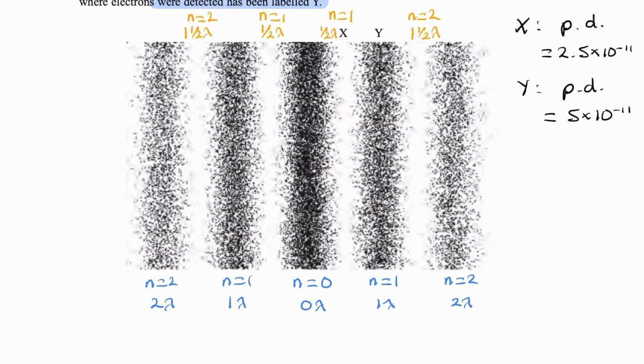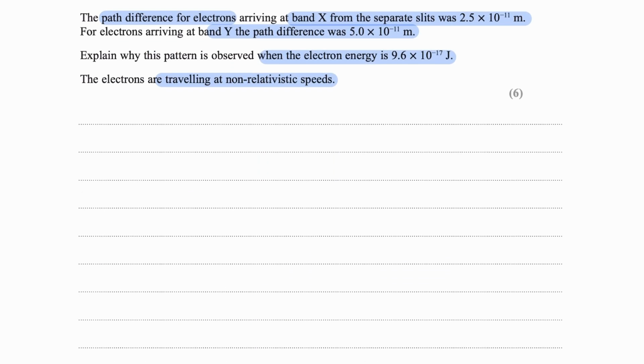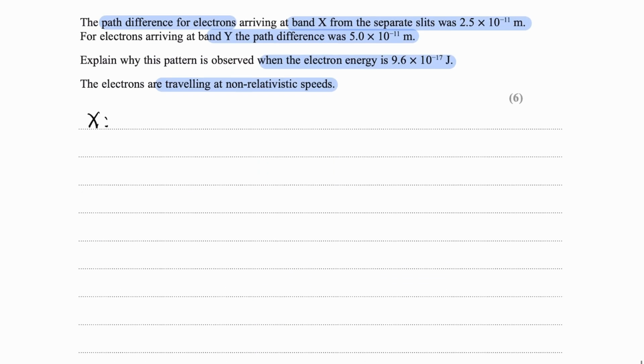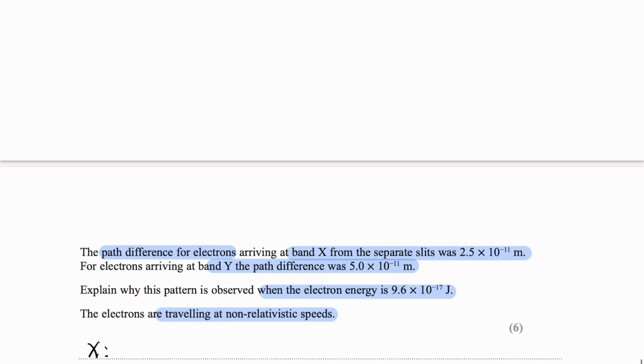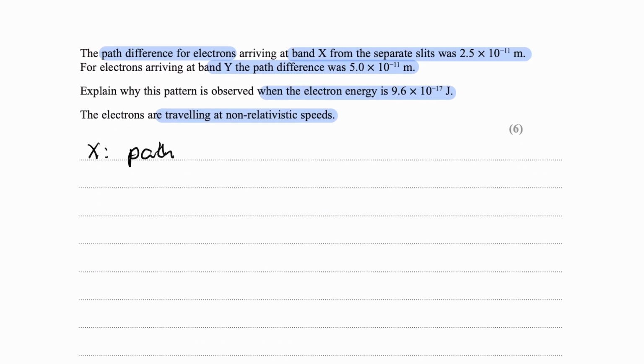So let's write that down. Let's start with point X. At point X, we have our first order minimum. That's over here. So we have max destructive interference. The path difference is half of a wavelength. The two waves that are meeting at that point will be in antiphase. So the path difference is half of a wavelength. That corresponds to the waves being in antiphase. And therefore we see max destructive interference.